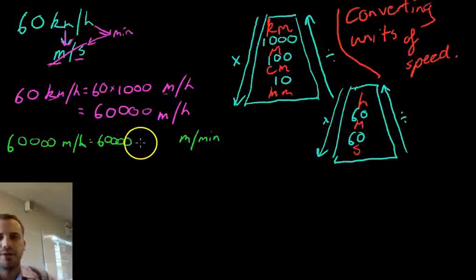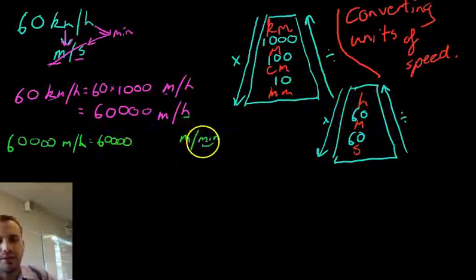Now this part can get pretty confusing here, because when we're converting from hours to minutes, we're not trying to figure out how many minutes there are in 1 hour. We already know that, there's 60. Instead, we're trying to figure out how many meters we can cover in 1 minute, which is 1/60th of an hour. So we actually need to divide this by 60.